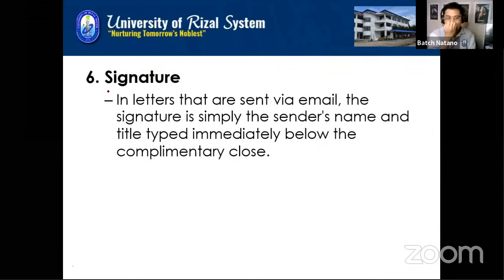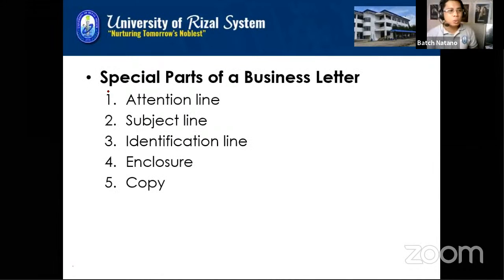And then finally, the signature. In letters that are sent via email, the signature is simply the sender's name and title typed immediately below the complimentary close. Okay, signature. So those are the six basic parts of a business letter. However, we also have the so-called special parts of a business letter that you can include in your letter, especially the attention line and the subject line. These are the two commonly used special parts of a business letter.